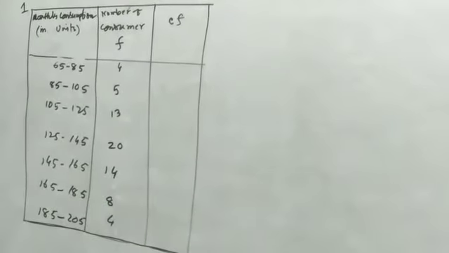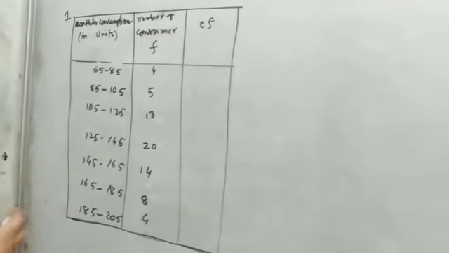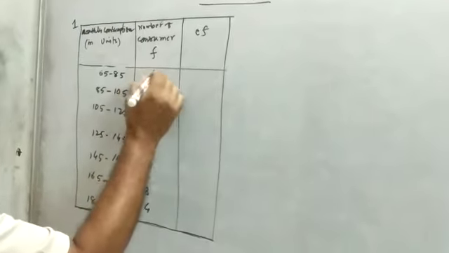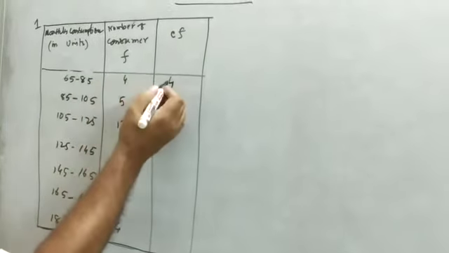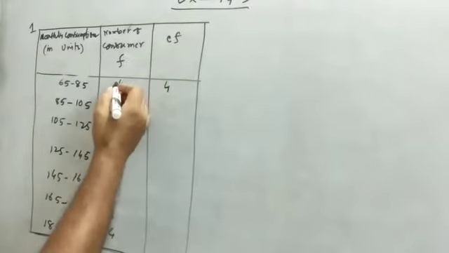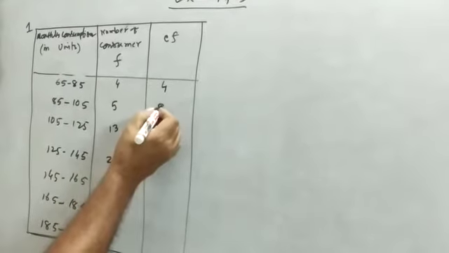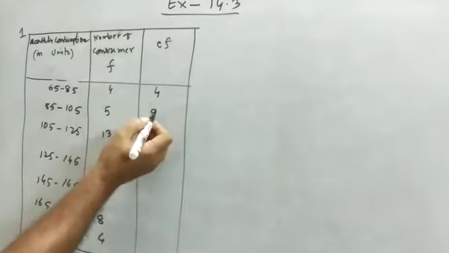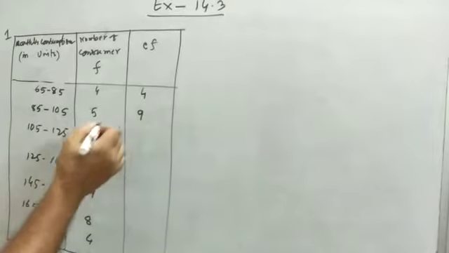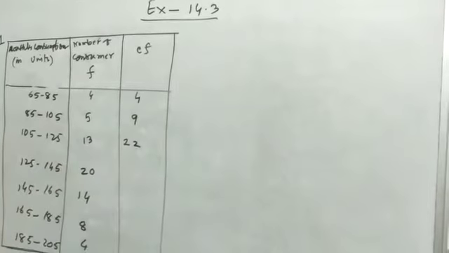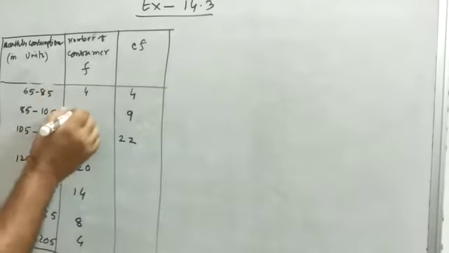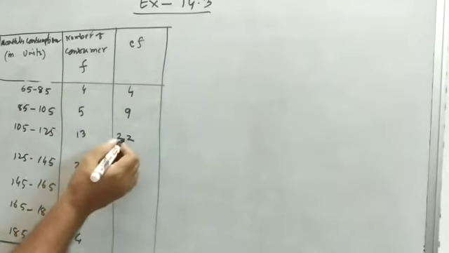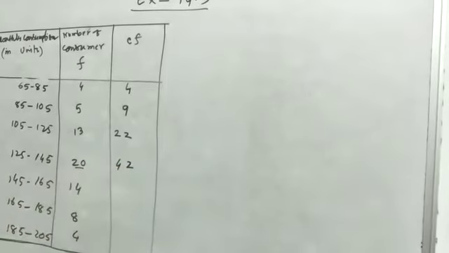Now the CF, the cumulative frequency, how to find it? This is very important. The first frequency will be written the same. The first one will not change. Then 4 plus 5 is how much? 9. So that 9 will be written just below. Then 4 plus 5 plus 13, or 9 plus 13, is 22. Next, 4 plus 5 plus 13 plus 20, or 22 plus 20, is 42.